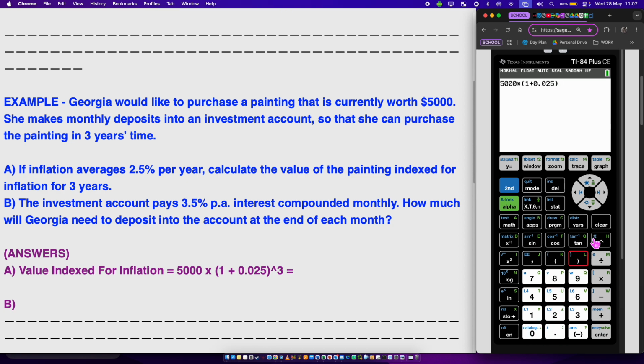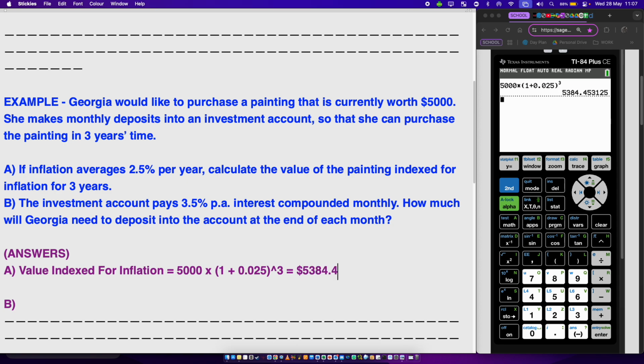0.025 end bracket. The power button is this little, we call it the hat symbol in maths, but it's like a chevron pointing up. You can see it made it a power, to the power of 3. So what that's telling me is that the painting will be worth $5,384.45 to 2 decimal points in 3 years' time. Why is that important to consider?